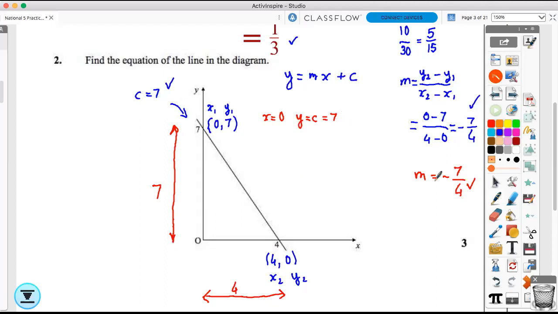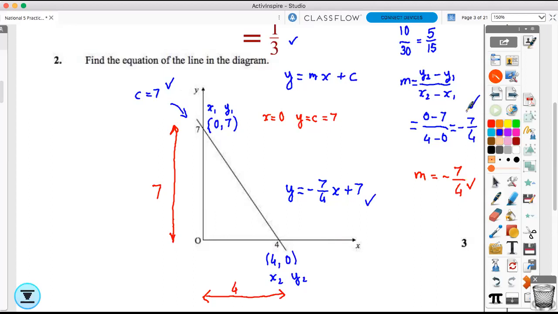Now you've got everything you need, m and c. Just writing the third mark would be writing negative 7 over 4 x plus 7 is your third mark. So everywhere you see a tick, that's how your teacher will mark it. Those are your marks, 1, 2, and 3.